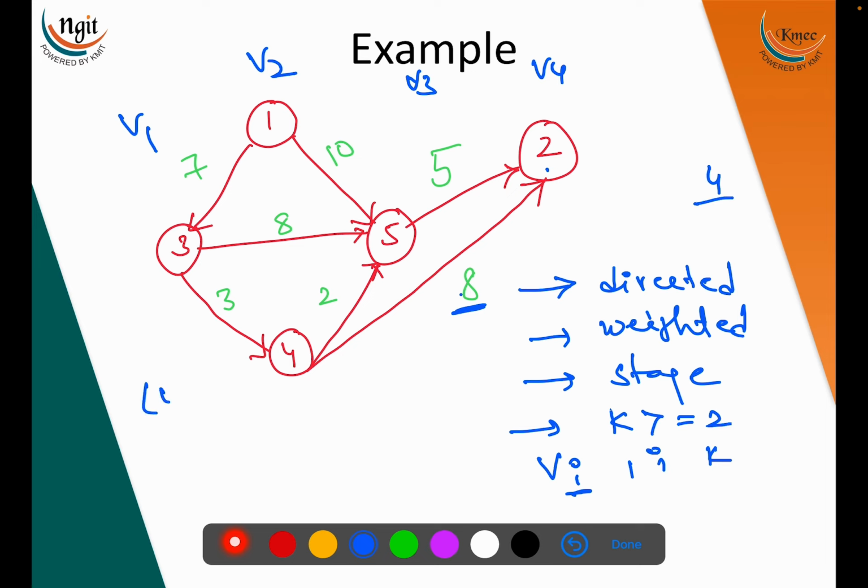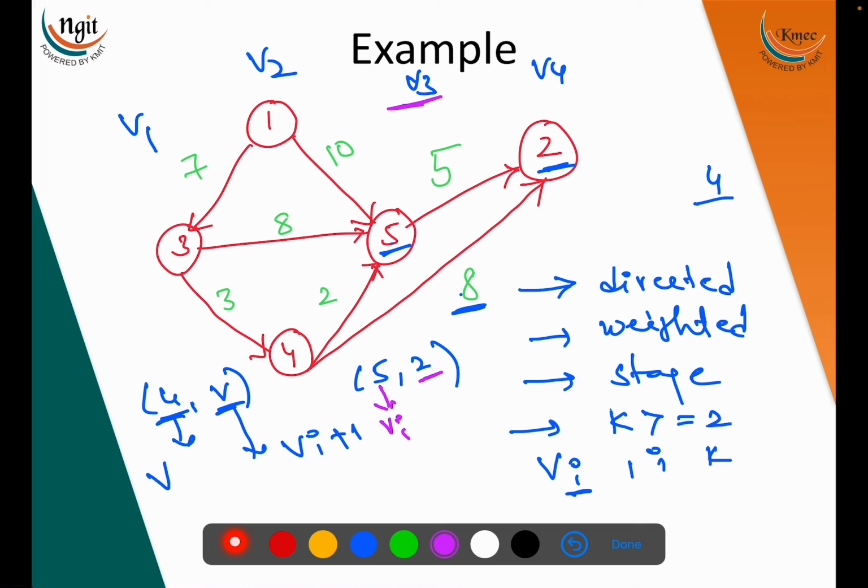Now what is the u comma v representation in a multi-stage graph? u belongs to Vi, and v belongs to Vi plus 1, the next stage. Let us take some example. Take any of the edges. I am taking this edge, 5 comma 2. So 5 is a vertex which is available in V3. It is Vi. 2 is Vi plus 1. 5 is available at V3, and this 2 is available at V4. So this is the u v representation in the multi-stage graph.